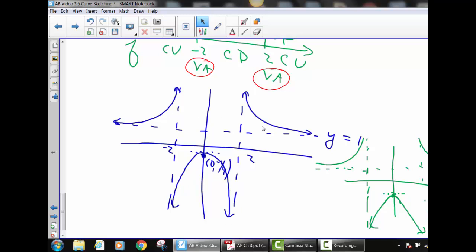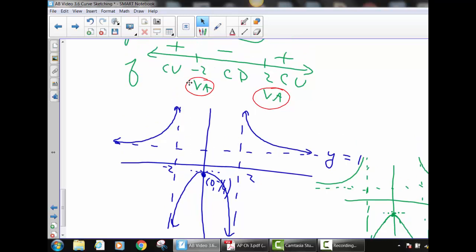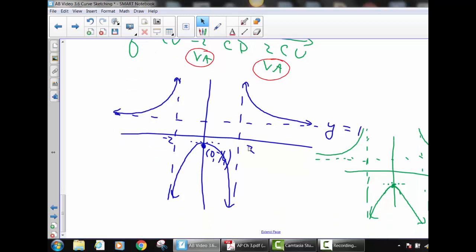Now, on either side of the vertical asymptotes, it's concave up. It can't be down here anywhere because then it would have to cross the horizontal asymptote, and we already checked and it does not. It can't look like this because then it would be concave down, not concave up. Make sense? I hope so.